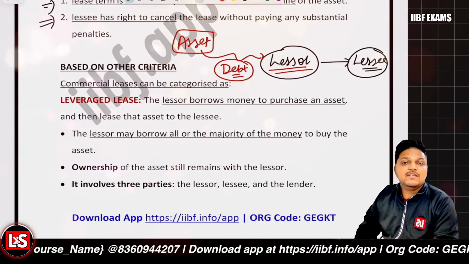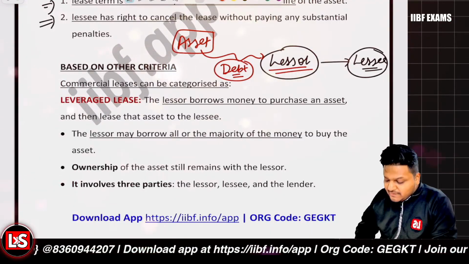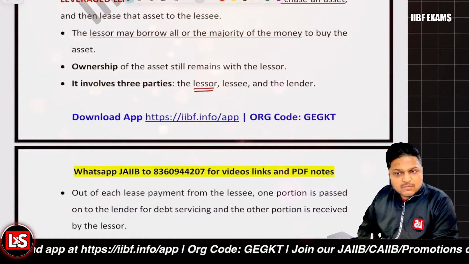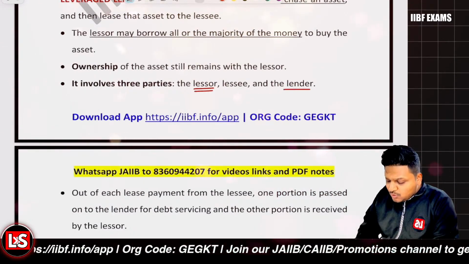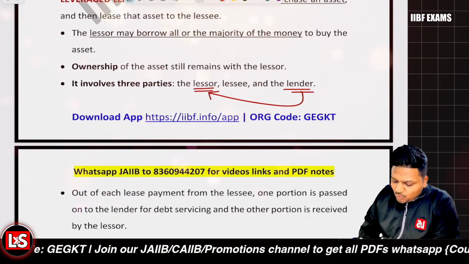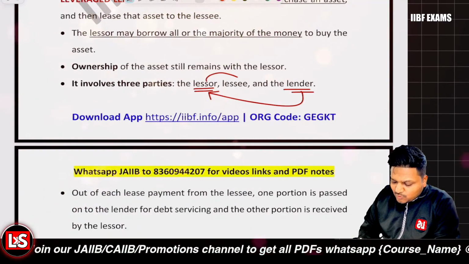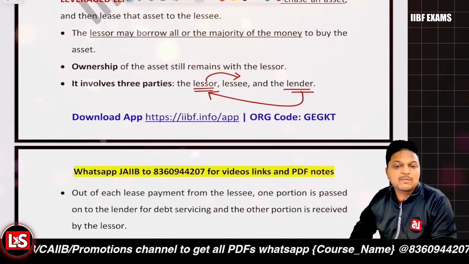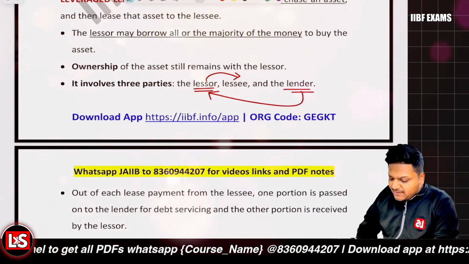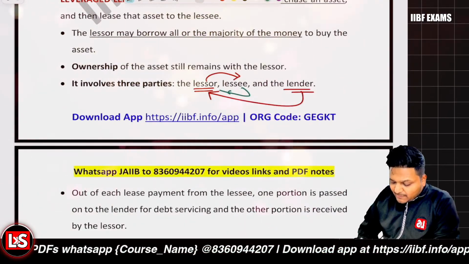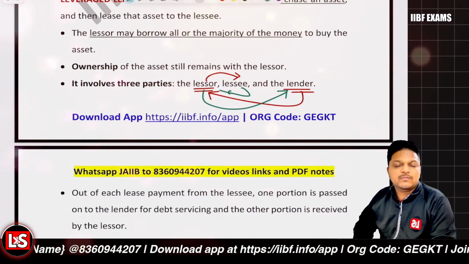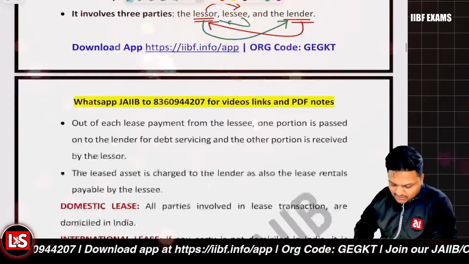That's a leveraged lease. So here we have three parties involved: the lessor who borrows the money, the lender who has lent the money to the lessor, and the lessee to whom the lessor has leased out the asset. And whatever lease rentals are paid by the lessee to the lessor, a certain sum will be paid by the lessor to the lender out of it. That's basically the leveraged lease.